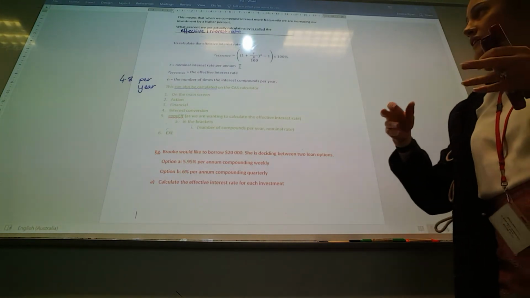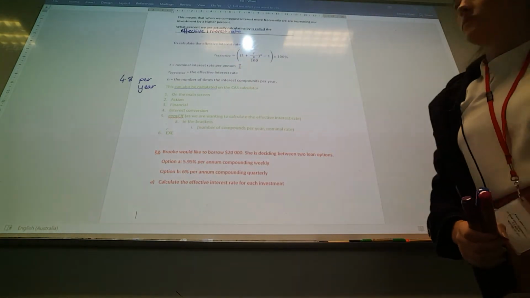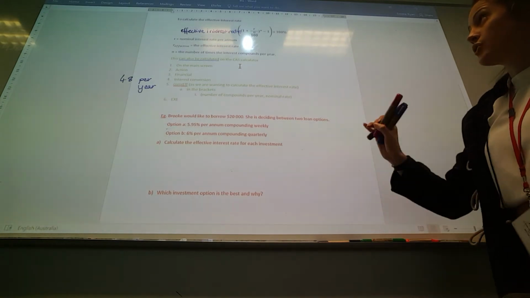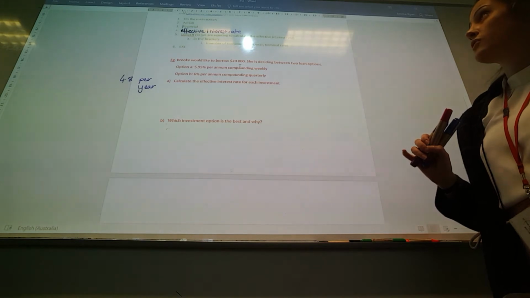So when you're asked to find the effective interest rate, this is the formula we're going to use. Can do it on calculator too, but we're going to go through an example of not using the calculator first.